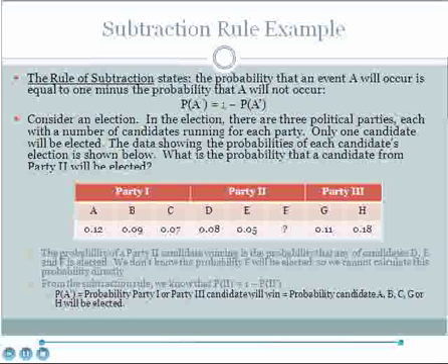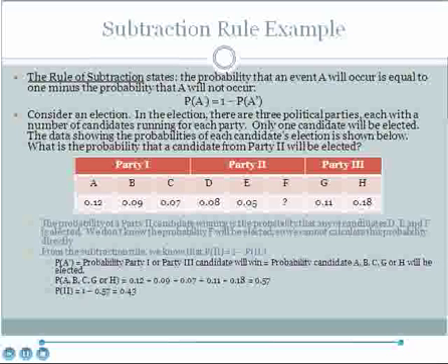The complement of a Party 2 candidate being elected is the probability that a Party 1 or Party 3 candidate is elected. That is, the probability that candidate A, B, C, G, or H is elected. The probability that A, B, C, G, or H is elected is equal to the sum of the probabilities of each of these individual candidates being elected, or 0.12 plus 0.09 plus 0.07 plus 0.11 plus 0.18. This is equal to 0.57. So there is a 57% probability that a candidate from Party 1 or Party 3 will be elected.